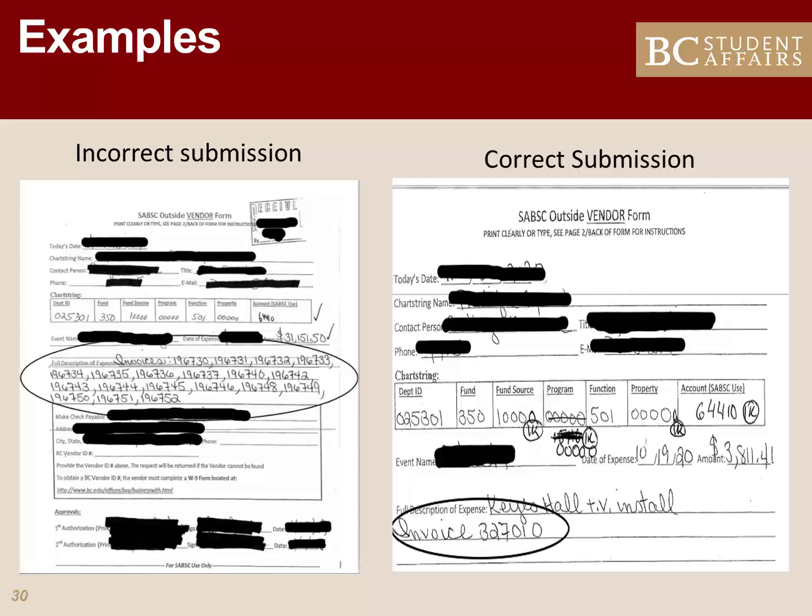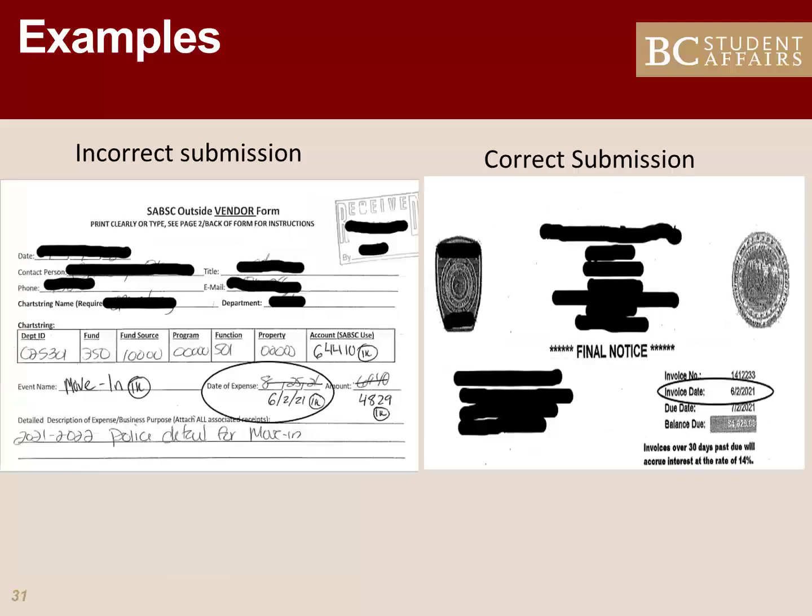Next, we are going to go over some examples on paperwork submission. Keep in mind that the outside vendor payment forms should be filled out using one invoice per form. Make sure for outside vendor form you reference the invoice date rather than the date that the form was submitted on.